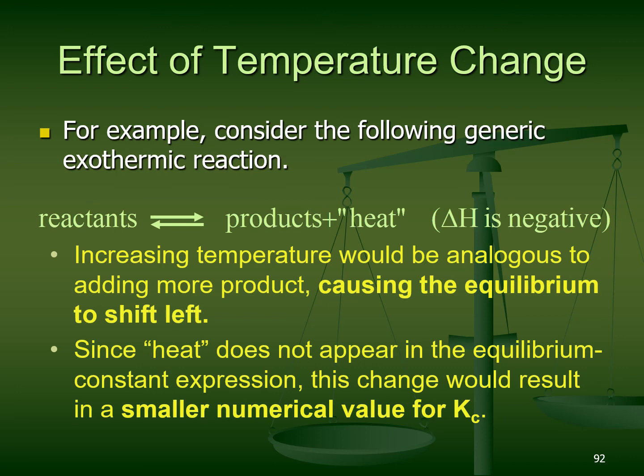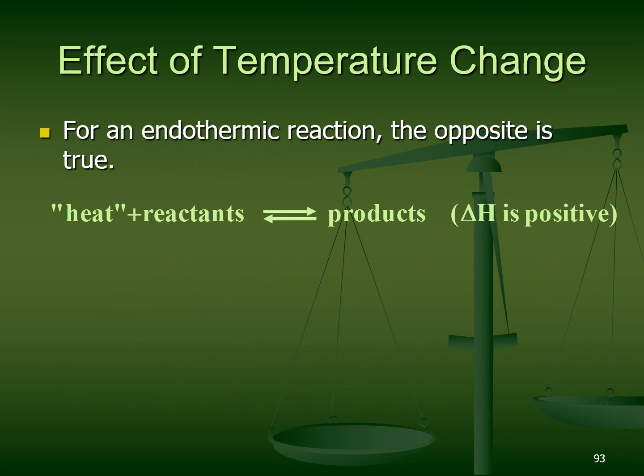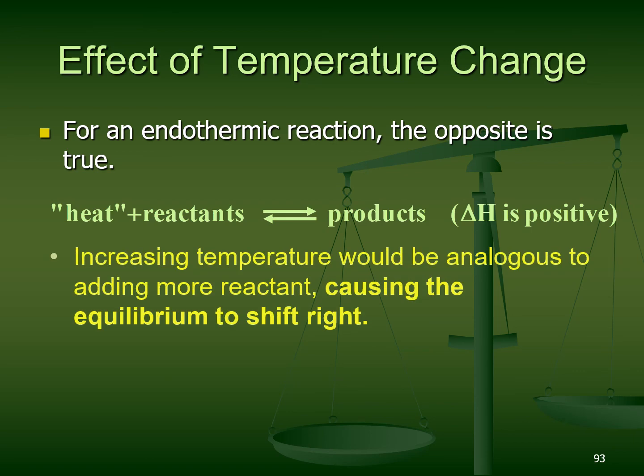But you can always tell which way it shifts by whether the heat is a product or a reactant. So in this example, heat is a reactant because it's an endothermic reaction, or delta H is positive. So in this case, an increase in the temperature would be analogous to adding more reactant, which means it will shift to the right and create more products. So this is one way. If you have an endothermic reaction, you can create more products by increasing the temperature. Of course, if you decrease the temperature, it will shift toward the left.